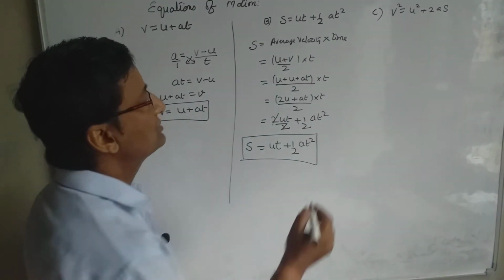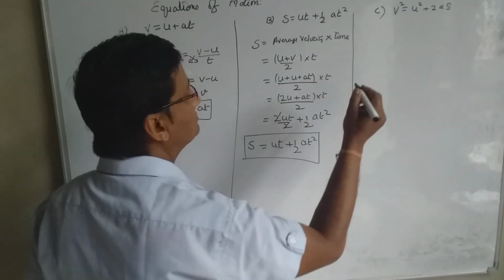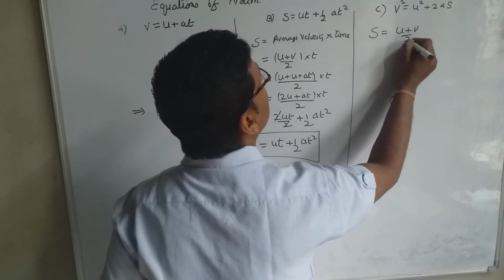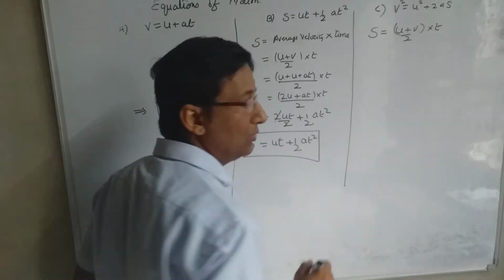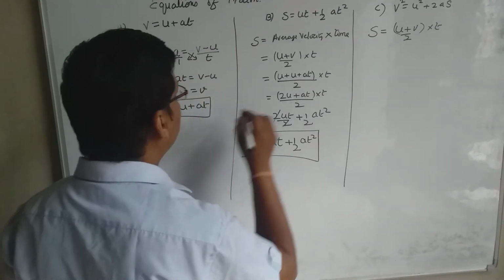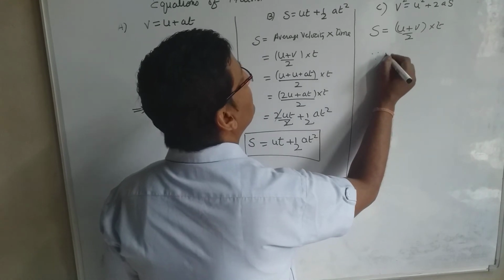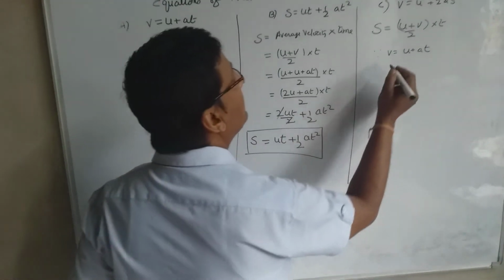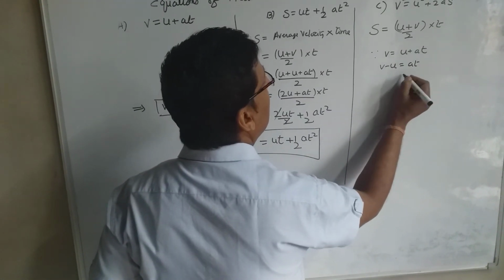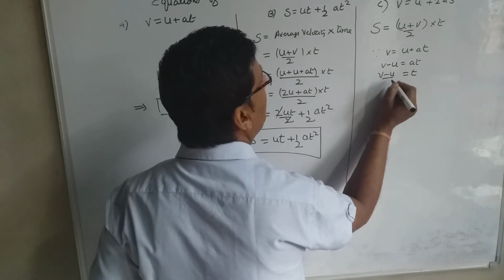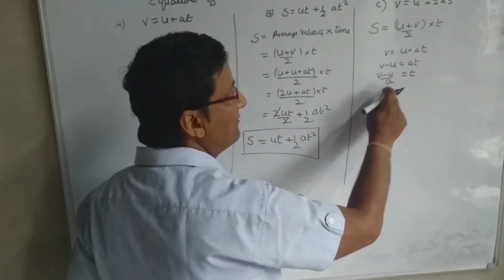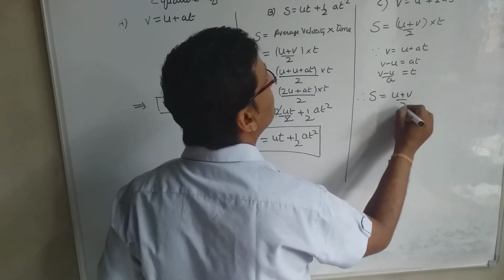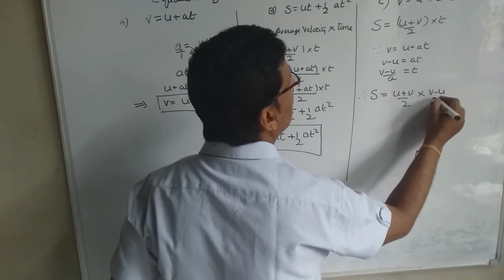Now let us move to the third equation of motion. Again, the distance is given by U plus V upon 2, average velocity, into time. Now from the first equation, we know that V equals U plus AT. V minus U will be AT, and what is the value of T? V minus U upon A. So this value of T we will put here. Therefore, S equals U plus V upon 2 into V minus U upon A.